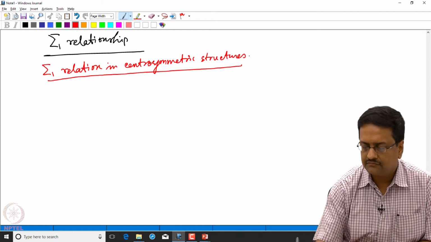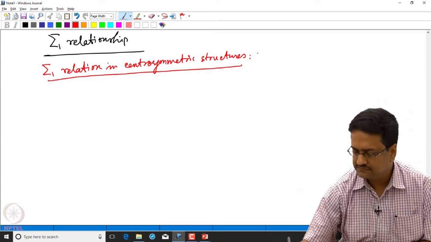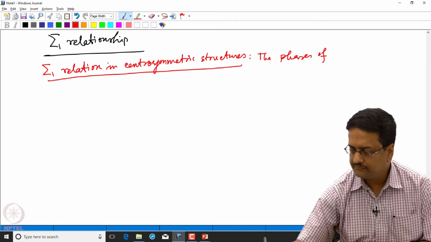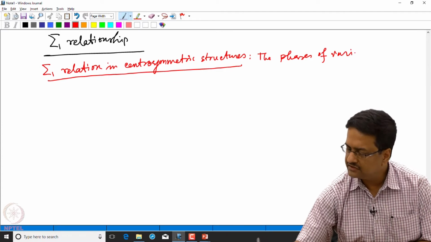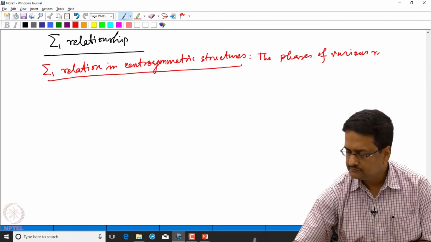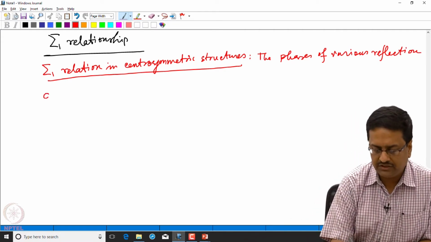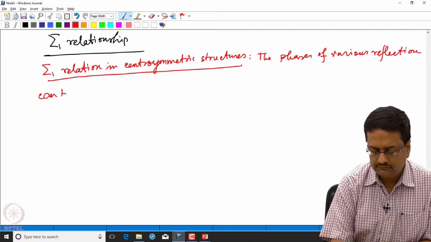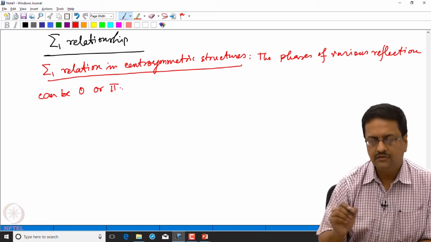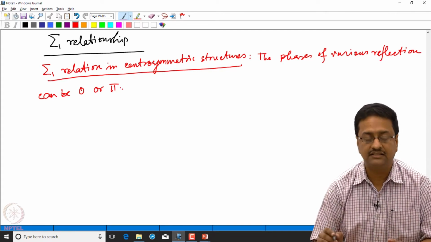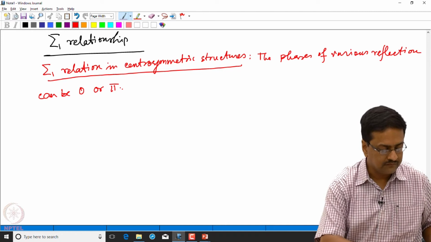In case of these centrosymmetric structures, the phases of various reflections can be 0 or pi. So the phases for a centrosymmetric structure are restricted to 0 and pi.